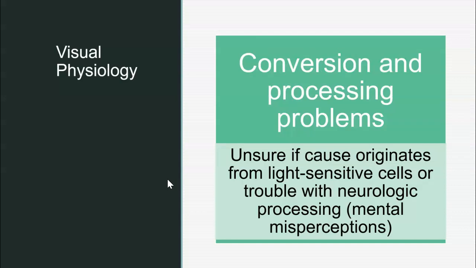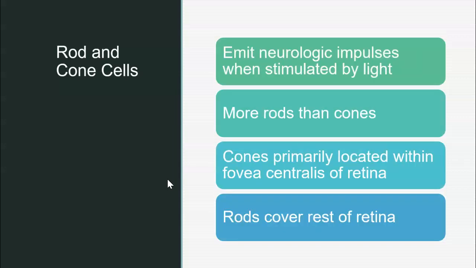So visual physiology, conversions and processing problems. It's unsure if causes originate from the light sensitive cells or trouble with neurological processing, so mental misperceptions. They're not sure exactly where the problem is. Let's talk a little bit about rods and cones. They emit neural pulses when stimulated by light that go to the brain through the optic nerve, okay? There are more rods than cones. Cones are primarily located within the fovea centralis of the retina, and rods cover the rest of the retina.